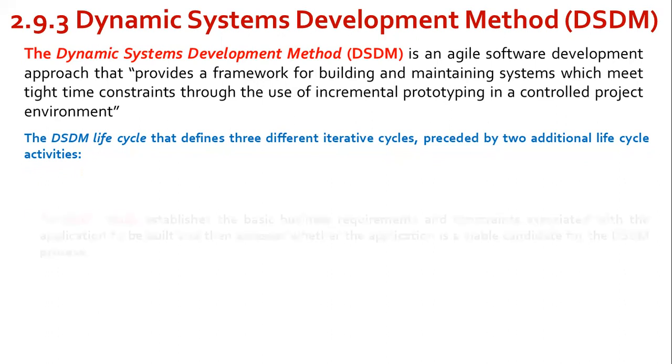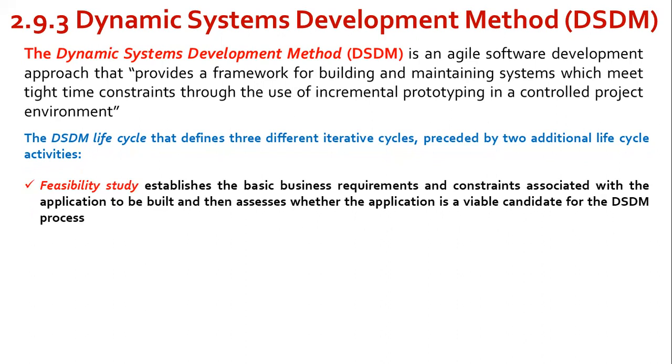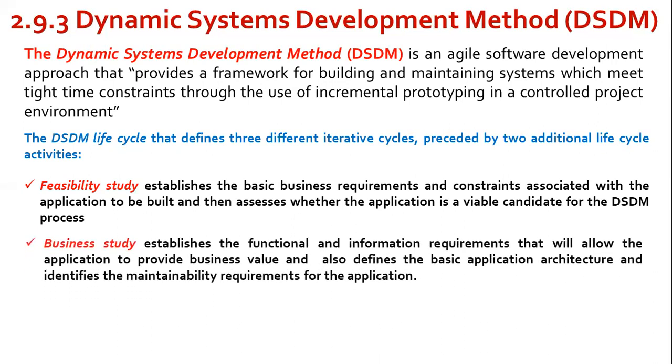The first one is the feasibility study. Here the feasibility study establishes the basic business requirements and constraints associated with the application to be built, and then assesses whether the application is a viable candidate for the DSDM process or not. And the second one is the business study. This establishes the functional and informational requirements that will allow the application to provide business value, and also defines the basic application architecture and the maintainability requirements for the application.